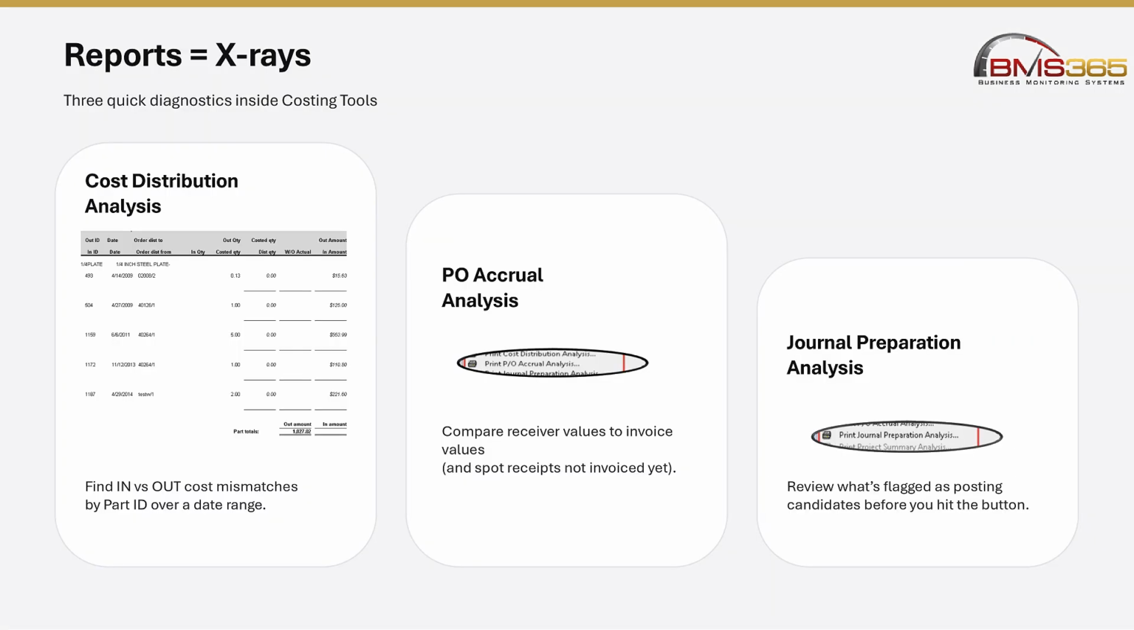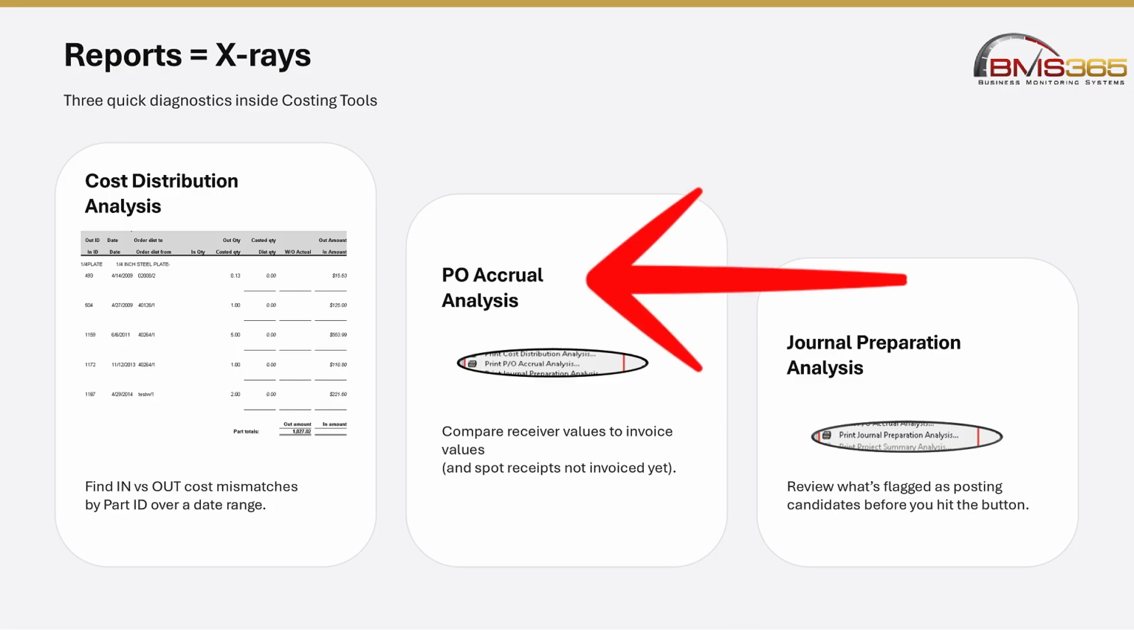Now, if cost analysis is the dashboard, the reports are your X-rays. Three reports are especially useful. First, cost distribution analysis. This is great for spotting mismatches between in and out costs by part ID over a date range. If your valuation looks haunted, this report helps you figure out which parts are carrying the ghost.